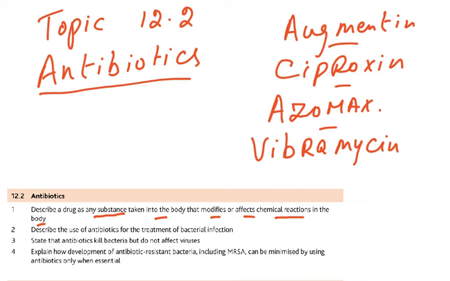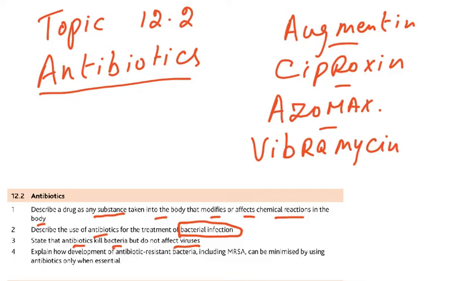Then the second point is describe the use of antibiotics for the treatment of only bacterial infections. So I'm sorry, we will not take it in COVID-19. If you're suffering from corona, you're not going to take it because it's a viral infection. If you have a flu, it's a viral infection, so you're not going to take an antibiotic. Then it says state that antibiotics kill bacteria but do not affect viruses. Why? We're going to discuss that.